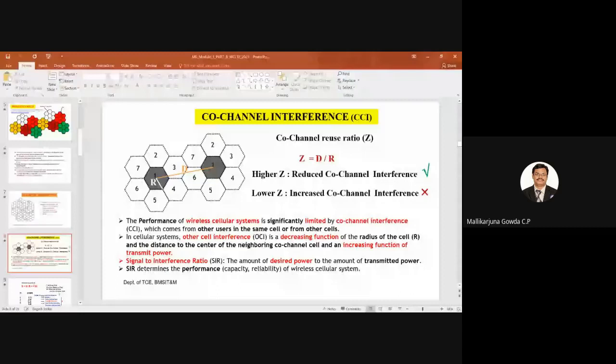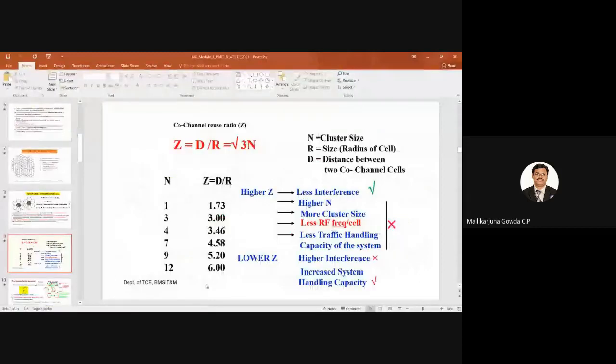Signal to interference ratio will be determining the performance of the wireless cellular system. And this is the trade-off I mentioned. How is a higher value of co-channel reuse ratio good in reducing the co-channel interference? And what is the trade-off? A higher value of n means the cluster size will be more, and I will get fewer RF carriers per cell. With that, the system will be able to handle less traffic, which is not the desired one, right?